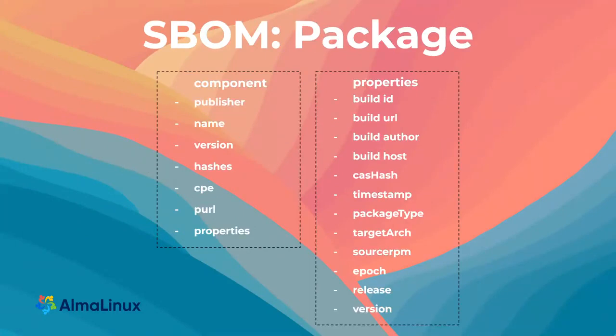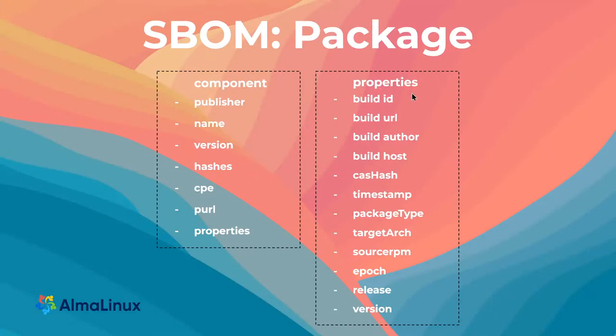So for a package, we include in a component, to describe the component, we include the publisher. In our case, we just use AlmaLinux. The name of the package, version, a SHA-256, the CPE, this is the Common Platform Enumeration dictionary that you can use to identify, for example, in OVAL, we use it to describe the version of the distribution, the purl, which is the package URL. This is a format that aims to standardize how we describe software dependencies, either coming from an RPM repo, NPM, Ruby gems, or whatever, or Python dependencies. And then a bunch of properties that are very specific to the component that you are describing here.